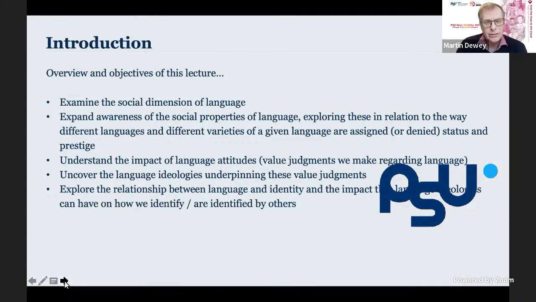So where do these value judgments come from? Okay, what are the beliefs underlying them or underpinning them? And then finally, we will explore the relationship between language and identity in some depth and think about the impact that language ideologies can have on how we identify, but also how others identify us or how others position us.